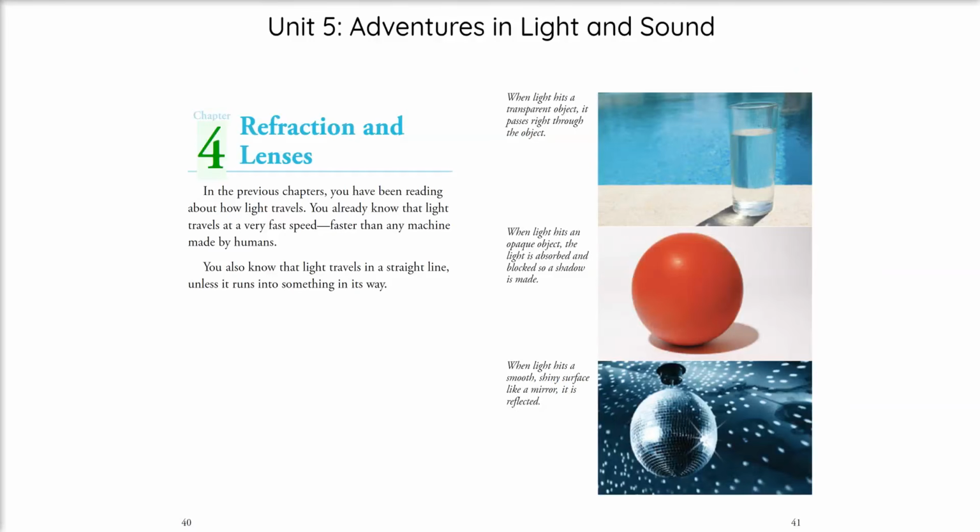Chapter 4: Refraction and Lenses. In the previous chapters, you have been reading about how light travels. You already know that light travels at a very fast speed, faster than any machine made by humans. You also know that light travels in a straight line, unless it runs into something in its way.